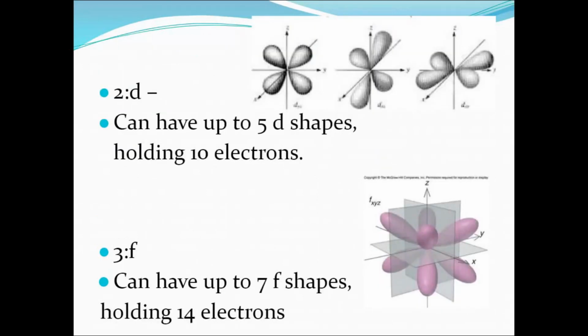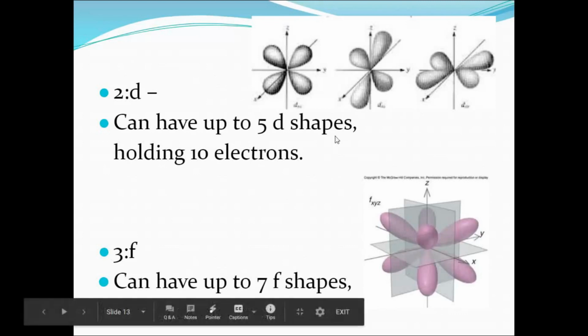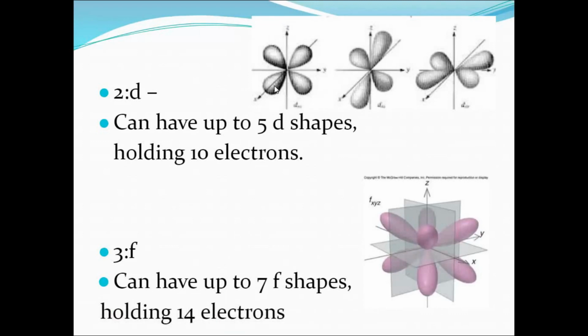The third shape is called a D shape, and these are known as double dumbbells. So you have 2 dumbbell shapes put together. If I have 1 dumbbell, it's going to look like this. Within these 4 petals, there is going to be a total of 2 electrons. And I can have up to 5 of these in one energy level. So if I can have 5 and each holds 2, that gives me the D shapes holding up to 10 electrons.